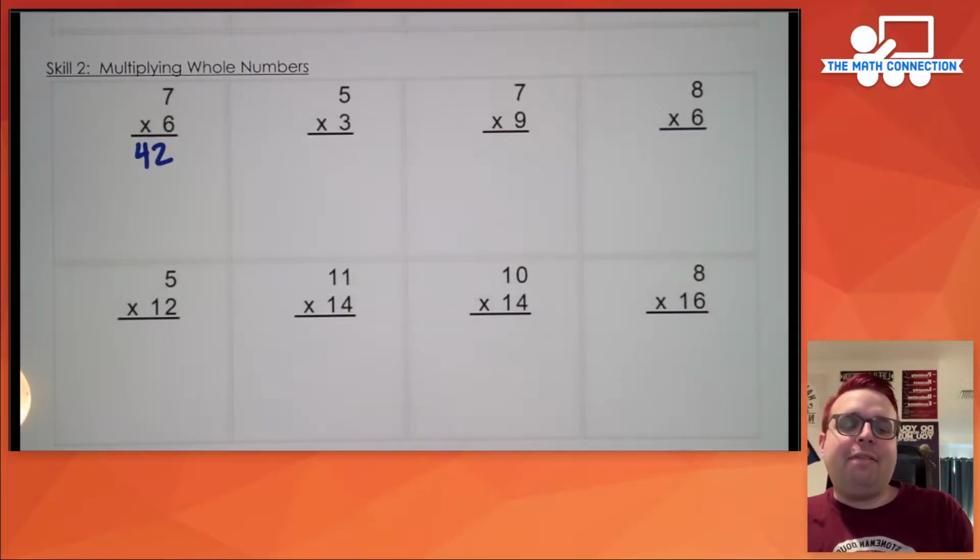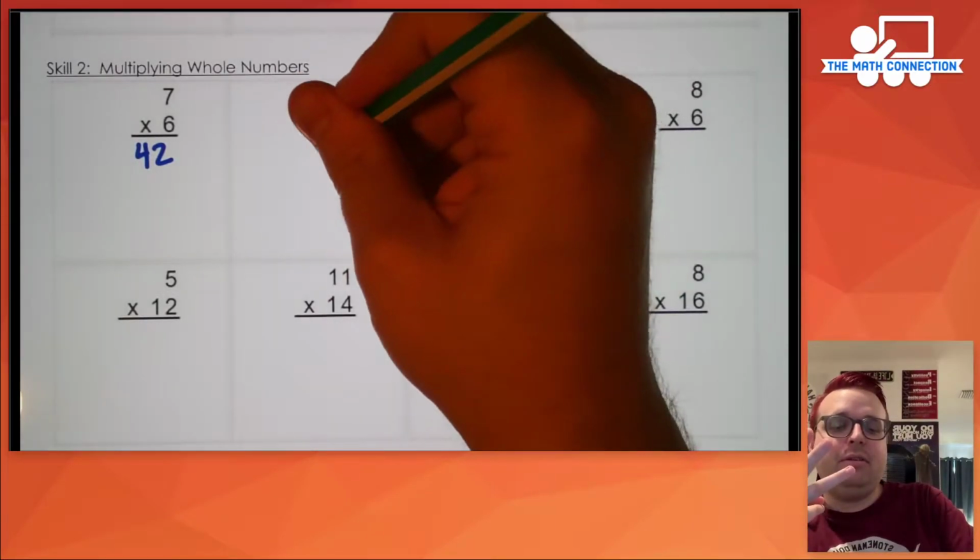5 times 3, want to add 5 to itself 3 times. 5 and 5 is 10, and then another 5 gives me 15.